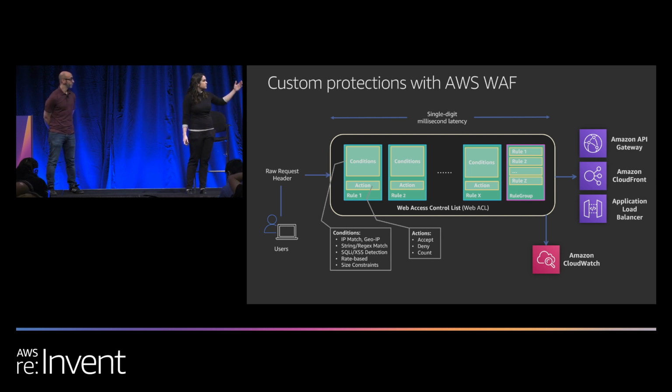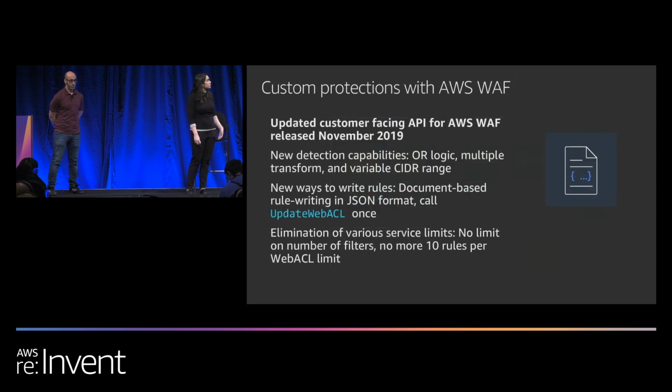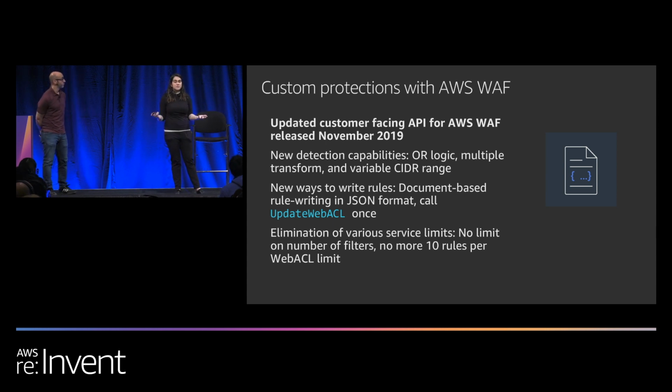And all of these metrics would be available in Amazon CloudWatch. For those of you who are already using custom rules with AWS WAF, just last week we also launched some updates to our API. As part of those updates, we have added some new detection capabilities. The condition logic now has updated OR logic that's been added. You'll also have the ability to do multiple transforms on the request itself before it even passes through the rules so that you can do more efficient rules writing.